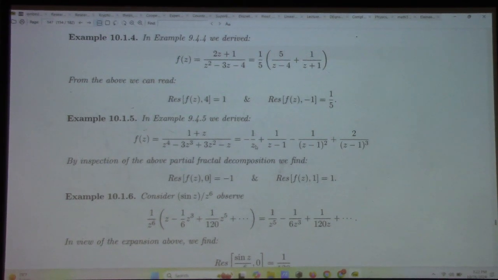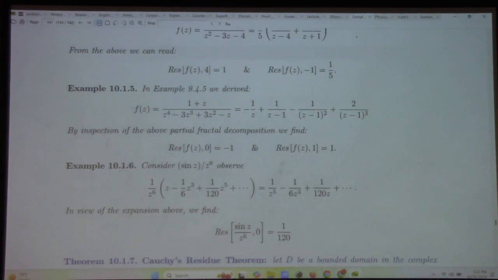But anyway, since we have this, we can read off that the residue at 0 is minus 1, and the residue at 1 is 1. These terms have nothing to do with the residue. They're reciprocal square, I mean, power 2 and power 3 in the denominator. Only power 1 matters.